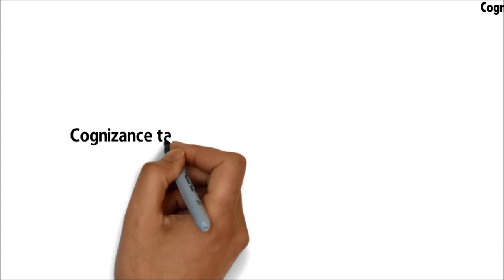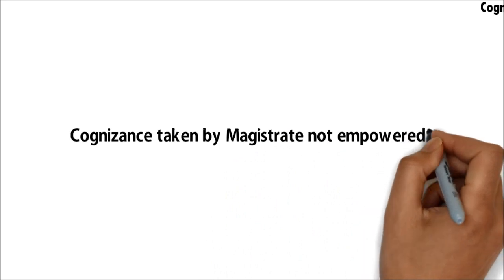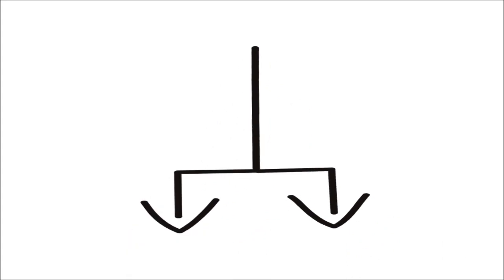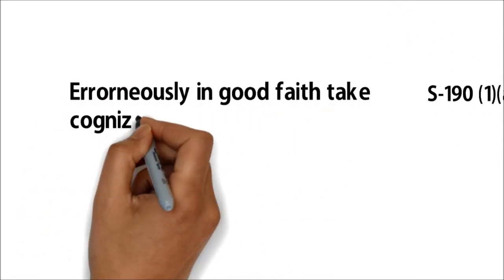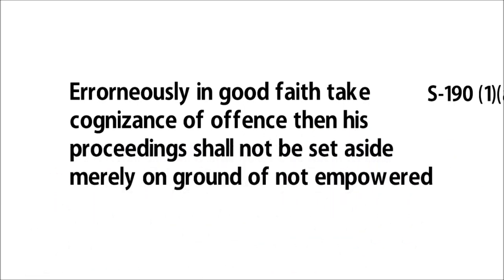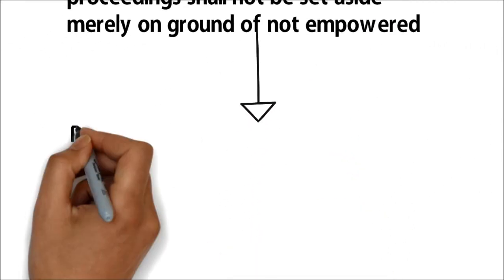If I am correctly assuming your thoughts, there must be a question in your mind: what will happen if a magistrate takes cognizance which he is not authorized to take? So there are only 2 conditions possible, where a magistrate can either take cognizance on a complaint or on a police report, and if he took that in good faith, it will not violate the proceeding. The proceeding will be a valid one.